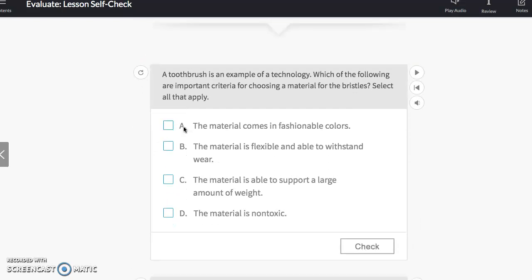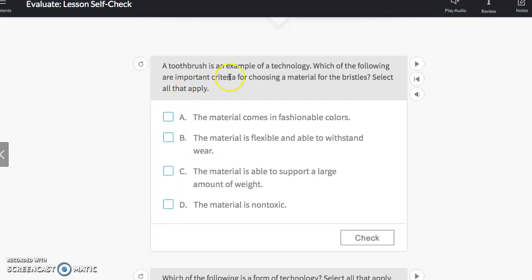Toothbrush is an example of technology. What is the important criteria for choosing a material for your bristles? Not just what do you want, but what is important. Is it important that it's fashionable and colorful? No. Is it flexible and withstanding wear? Yes, because it has to be able to move on your teeth and around your teeth.